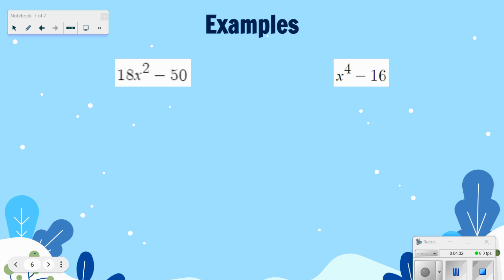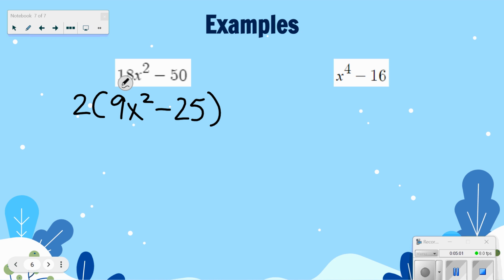So looking at our first question, 18x squared minus 50. I see there's 2 terms, but are those numbers right now perfect squares? No. What might I consider looking at what I have? What do you see, Yalda? The GCF. Awesome job. They're both even numbers, so I know 2 is for sure going to be a common factor. Maybe it might be more, but in this case here, it's not. We're left with 9x squared minus 25.